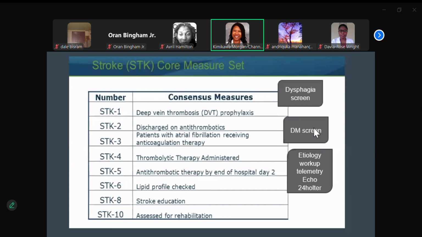But also with lipid, we want to do a diabetes screen, and that's the HbA1c. HbA1c is what I usually use. Why? You get 3 months' worth of information with one little stick.